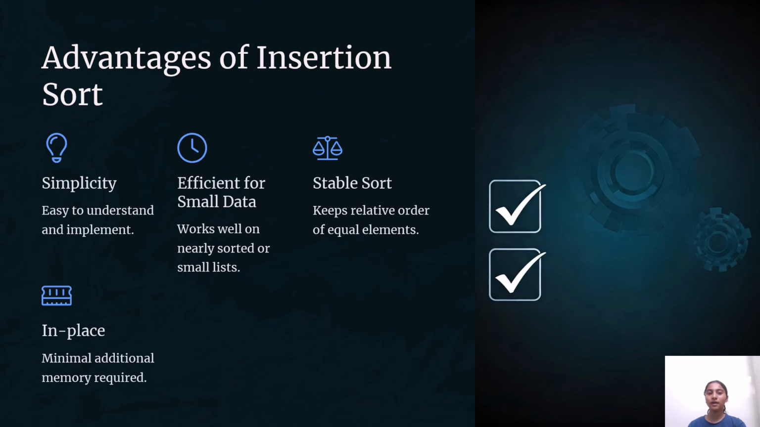Next one is advantages of insertion sort. First one is simplicity. It is easy to understand and implement. Second one is efficient for small data. It works well on nearly sorted or small lists. Third one is stable sort. It keeps the relative order of equal elements. And the fourth one is in place, that is minimal additional memory required.